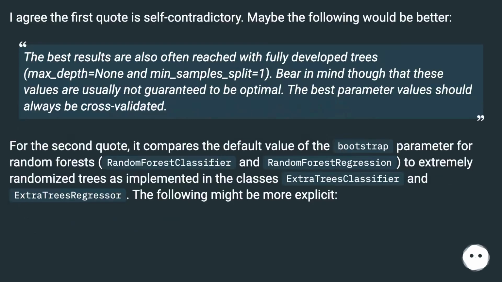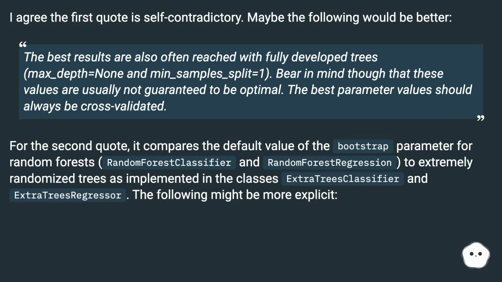I agree the first quote is self-contradictory. Maybe the following would be better: "The best results are also often reached with fully developed trees, max_depth=None and min_samples_split=1. Bear in mind though that these values are not guaranteed to be optimal. The best parameter values should always be cross-validated."